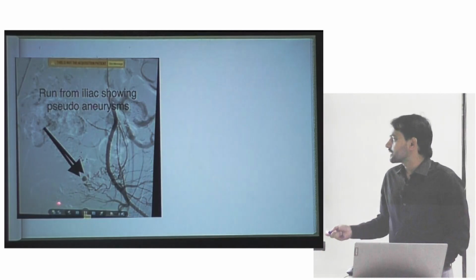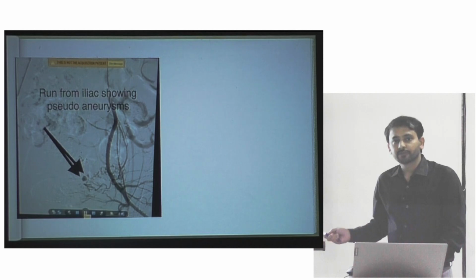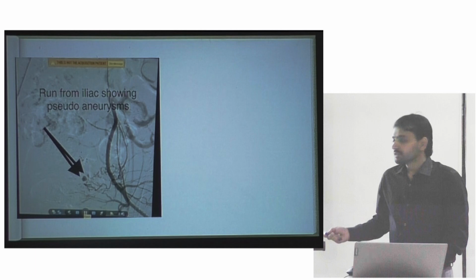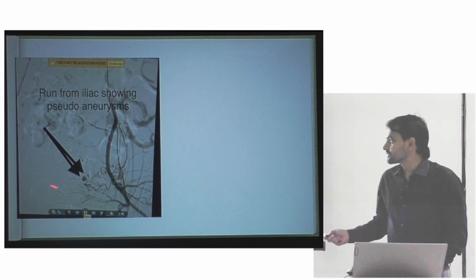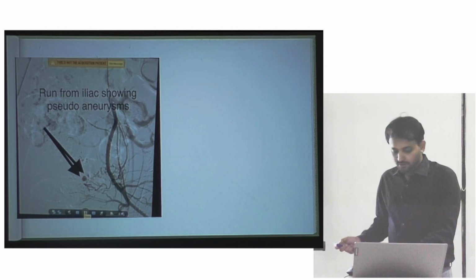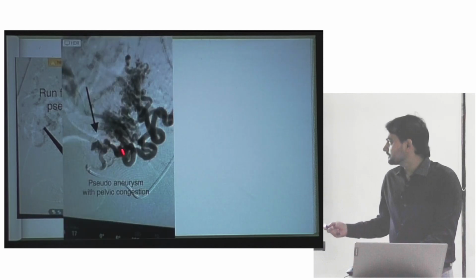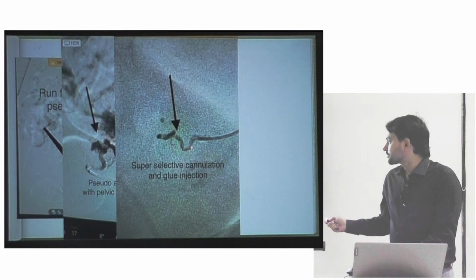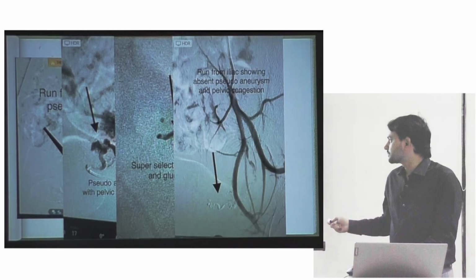And this is one case, a 23-year-old female, postpartum, bleeding PV, intermittent spotting. So CT angio revealed pseudoaneurysms. So these are after selective cannulation. This is the pseudoaneurysm. So we did glue embolization, super selective cannulation and glue injection, and post embolization there is no pseudoaneurysm here.